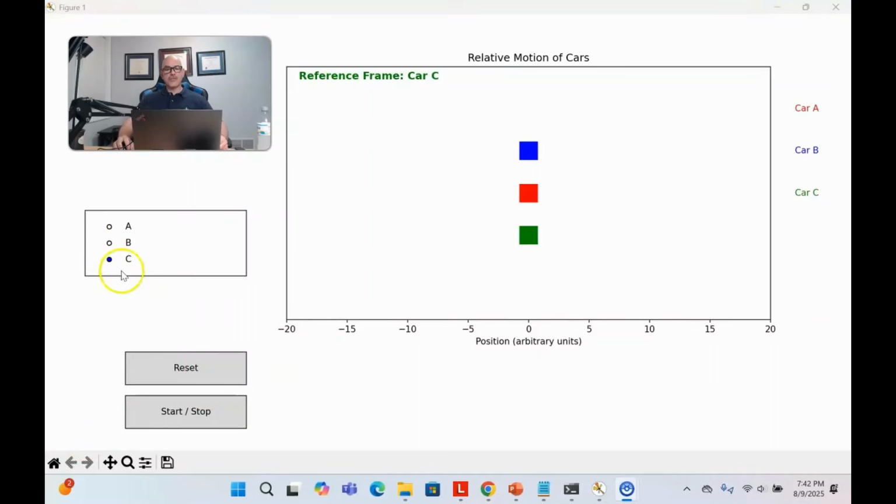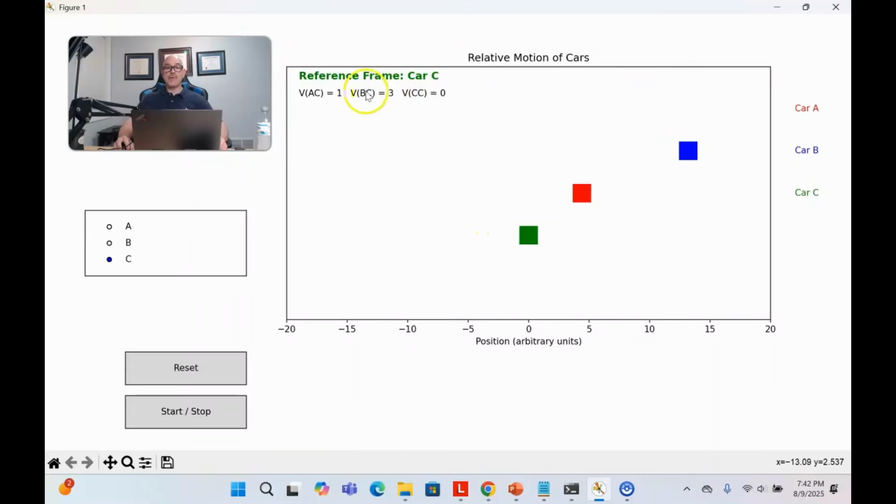Finally, I'll switch to the reference frame of car C. So now car C is going to be at rest. In car C's reference frame, what will be the velocity of A relative to C? And what will be the velocity of car B relative to C? You may want to pause the video and think about the answer before I run the applet. So I'll start the applet. I'm going to pause time. And now the velocity of car C relative to itself is 0. Car C is at rest.